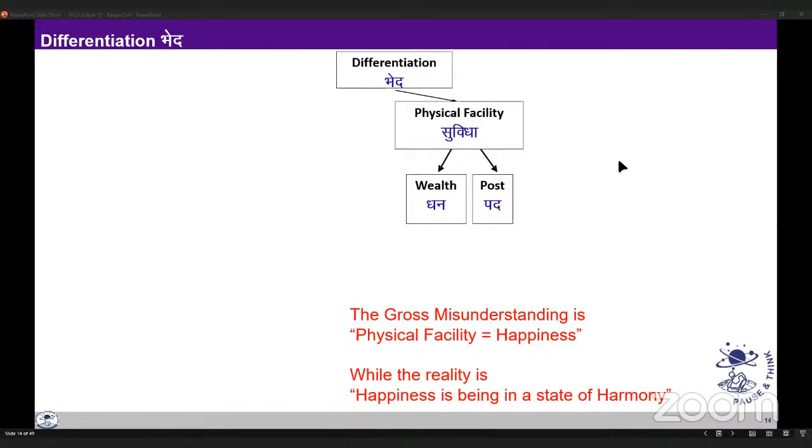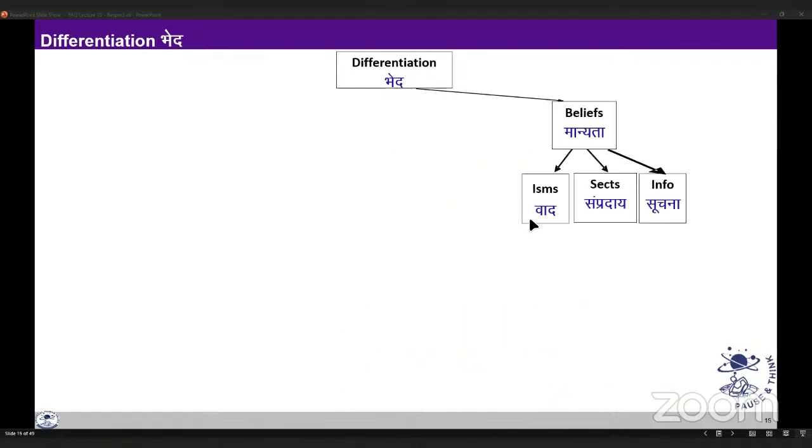That clarity on what exactly is happiness, if it is not there. Happiness is a state of harmony, a state in which I want to be, I want to remain. And if this clarity is not there, then I may be differentiating people on the basis of physical facility. And another differentiation could be belief systems. So these people are my group, these people, same belief systems, so Hinduism, Buddhism, or socialism, or capitalism, all these isms.